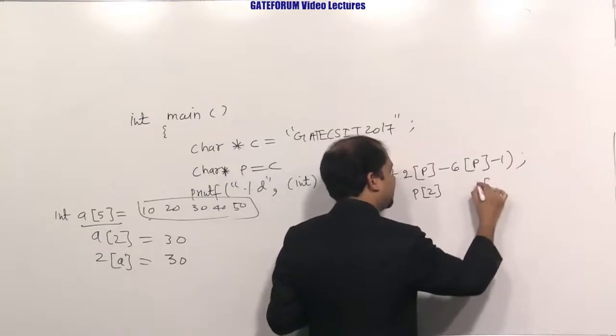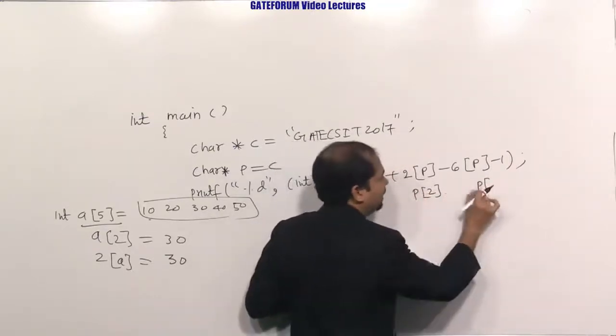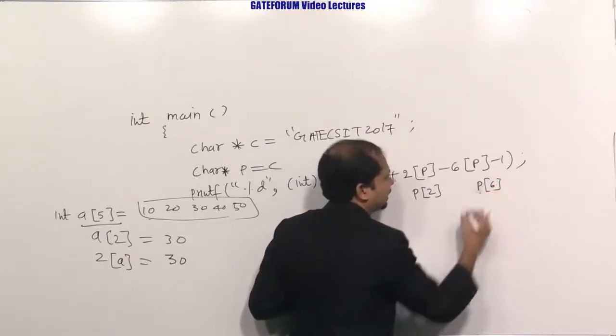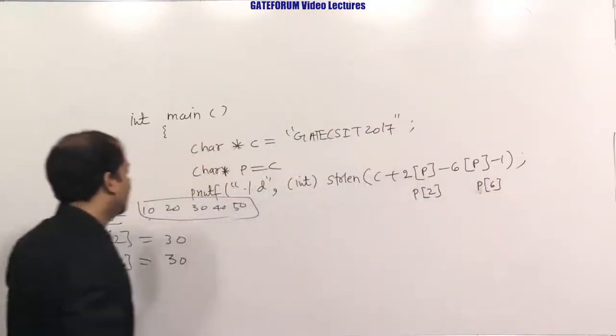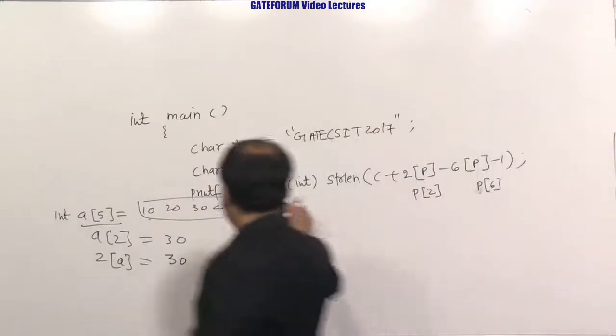So the character at index 2 and the character at index 6, that will give you the same result. So this is the basic we need, and let's start.